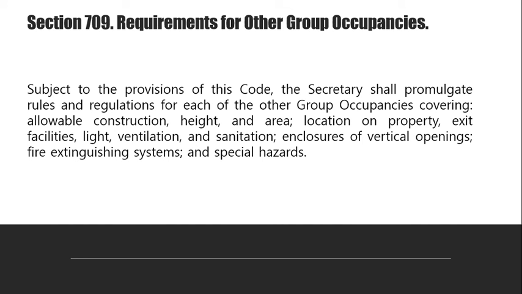So, for the last section of these guidelines, we have the requirements for other group occupancies. Subject to the provision of this Code, the Secretary shall promulgate rules and regulations for each and other group occupancies covering allowable construction, height and area, location on property, exit facilities, light, ventilation and sanitation, enclosure for vertical openings, fire extinguishing system, and special hazard.